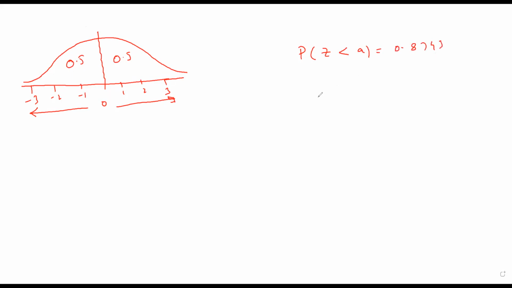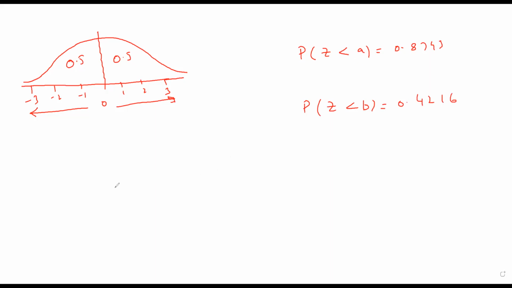0.8743. And then there is a question: find the probability Z is less than B, and this is 0.4216. A good student is always able to predict whether this A or this B is really a positive or a negative value. Look at this A over here. It says less than A.